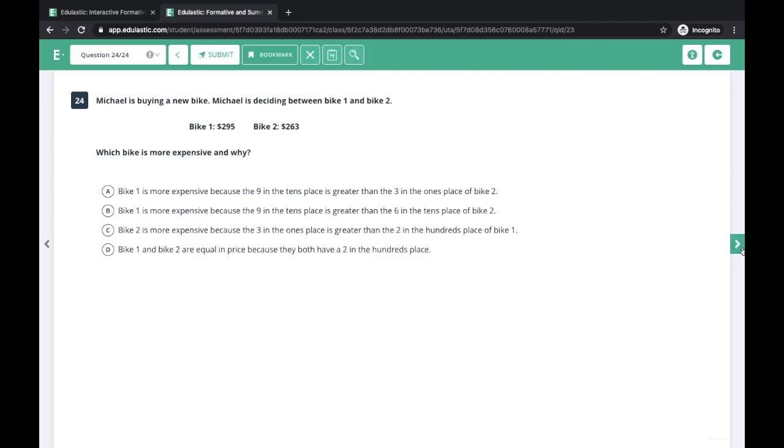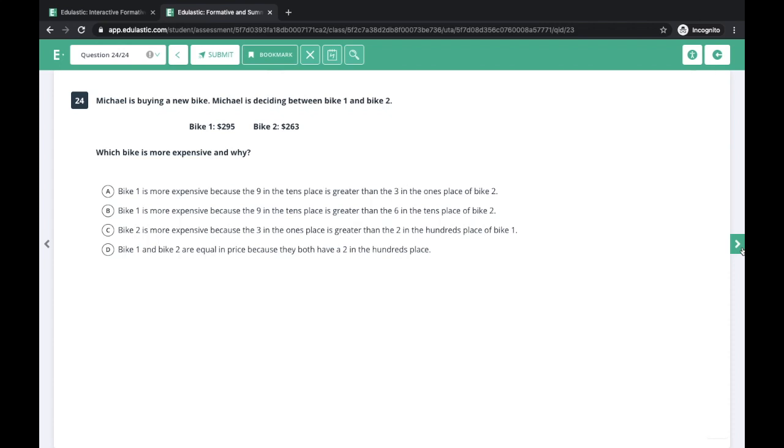And let's look at our very last question. It says Michael is buying a new bike. Michael is deciding between bike 1 and bike 2. Bike 1 costs $295, while bike 2 costs $263. Which bike is more expensive and why?